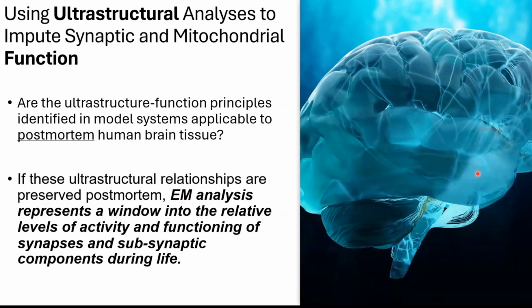And why is this important? It's important because it might allow us to perform quantitative ultrastructural analyses in ex vivo tissue to impute something about synaptic function during that person's life. So the main question that I have is, are the ultrastructure function principles that have been identified in many different models applicable to post-mortem human brain tissue? So this is brain tissue obtained after the individual has passed away.